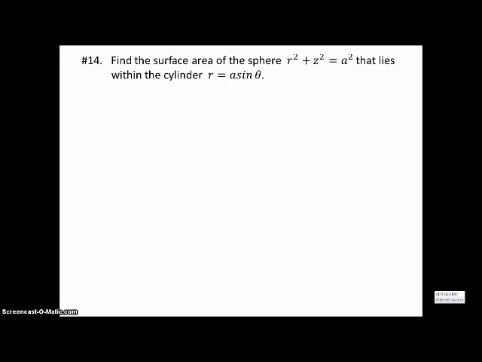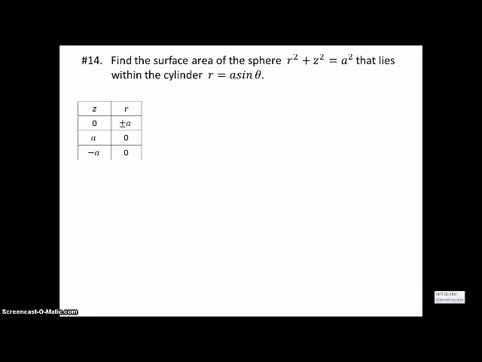Makes me feel better and helps me set everything up. So first I'm going to look at the sphere. When z is 0, we get r equaling a or negative a, right? And then if z is a, r would have to be 0, and if z is negative a, r would have to be 0. So that gives me an idea of what the sphere looks like.